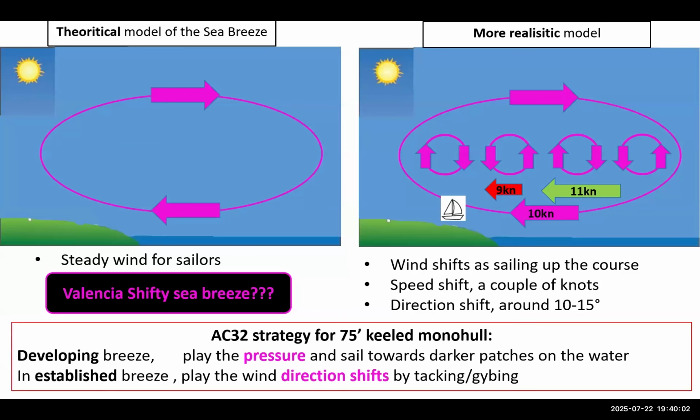And these are some of the strategies that we used during the America's Cup. If we were early, when the sea breeze was developing, the sailors usually play the pressure and sail towards darker patches on the water. But if the breeze is well established, and usually the umpires wait for established sea breeze to start the race, in this case, the sailors will tend to play the direction shift to find the quickest way to the mark.